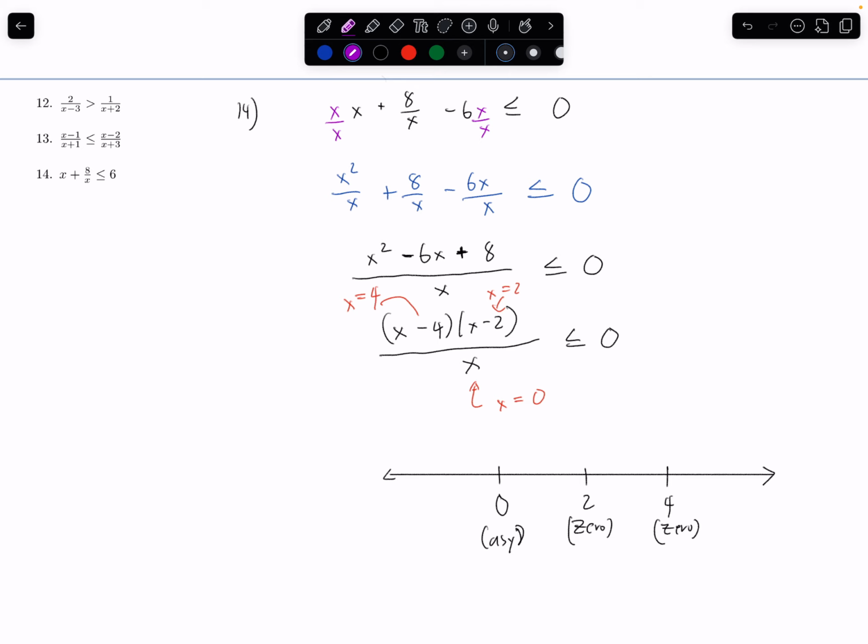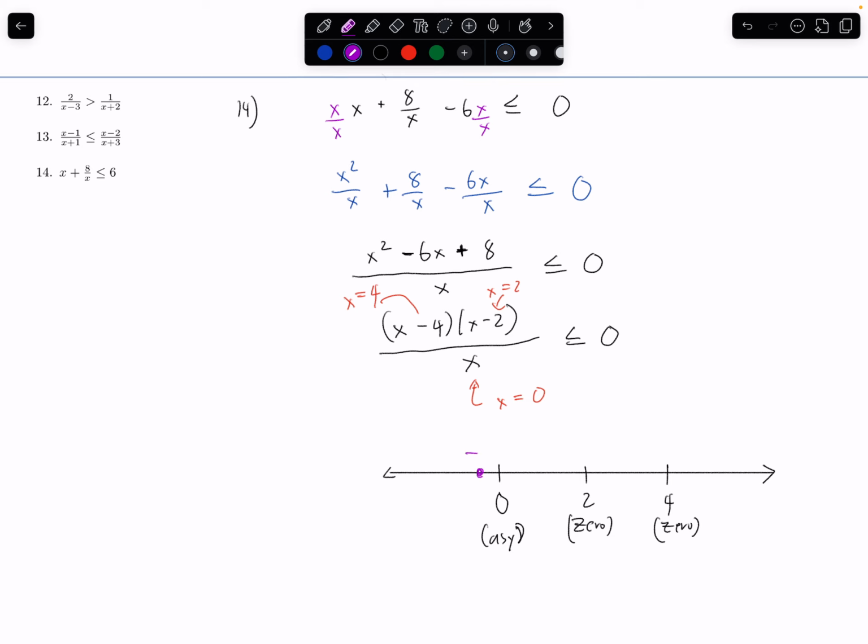Okay, so I need to check some test points. Something to the left of 0 would be -1. Between 0 and 2 would be 1. Between 2 and 4 would be 3. And then to the right of 4 would be 5. So I got 4 test points. Okay. Where am I checking those? Oh, I'm gonna check them at this position right here. This is the spot I'm gonna check those at.